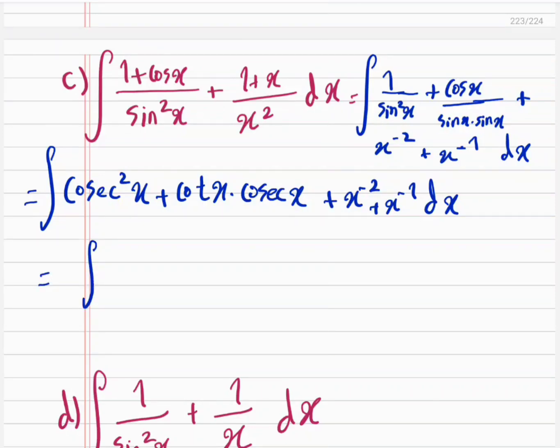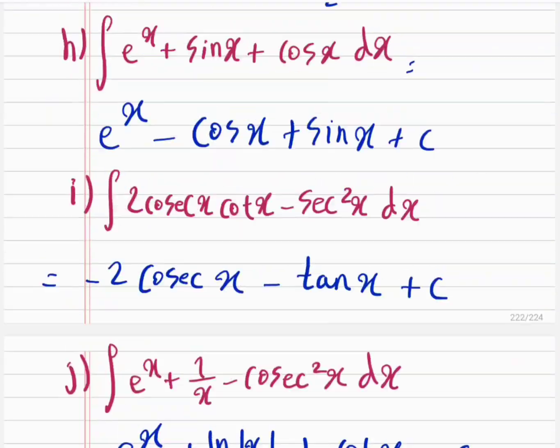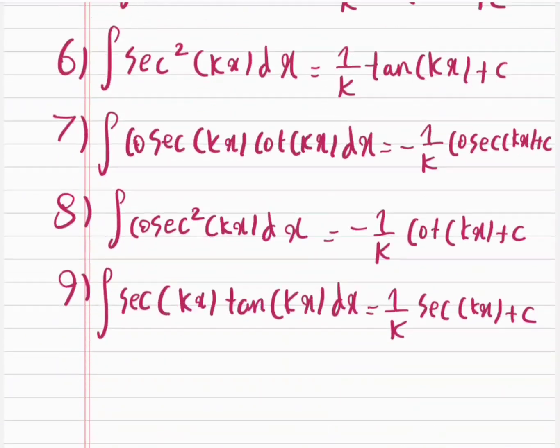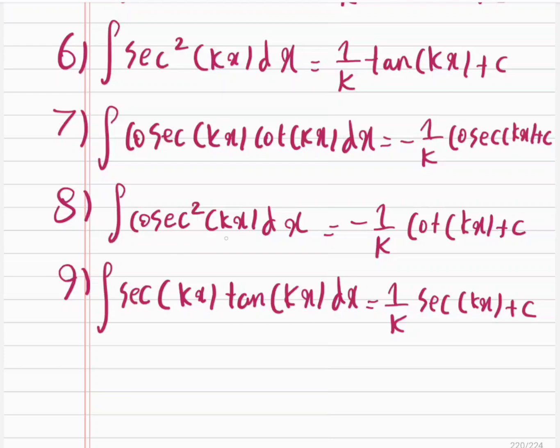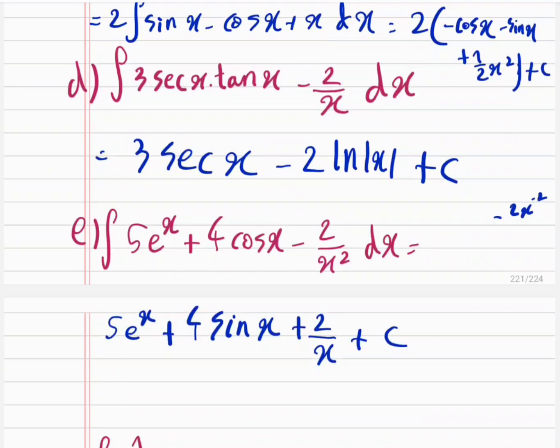For the first 2, we can simply use the standard results, because cosec squared x integrates to minus cot x. So we don't need the integral again. And then cot x cosec x integrates to minus cosec x. So these are just some standard results, and these are also here on the list that we had. So for example, we have cosec squared kx, but in the example I was solving, k is just equal to 1, which integrates to minus cot, and then cosec cot integrates to minus cosec.